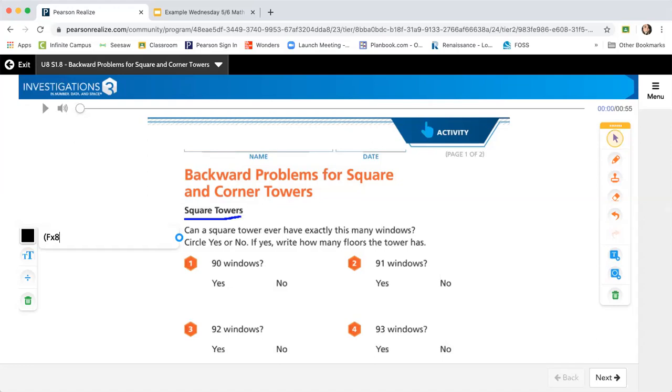1, 2, 3, 4, 5, 6, 7, 8 around the outside, plus the four skylights, which also count as windows on top. And that will give us our number of windows for square towers. And we can answer our questions using this formula or rule.